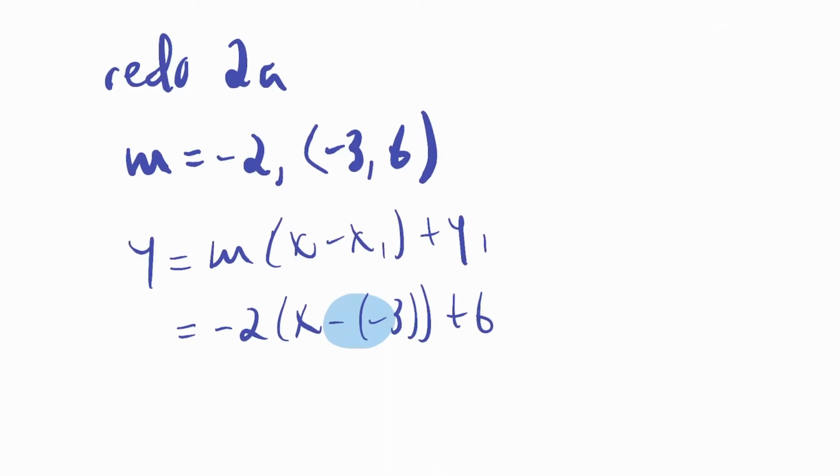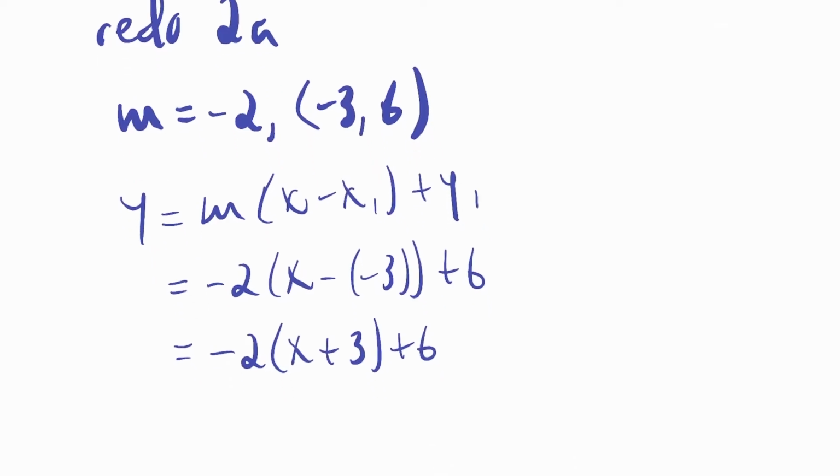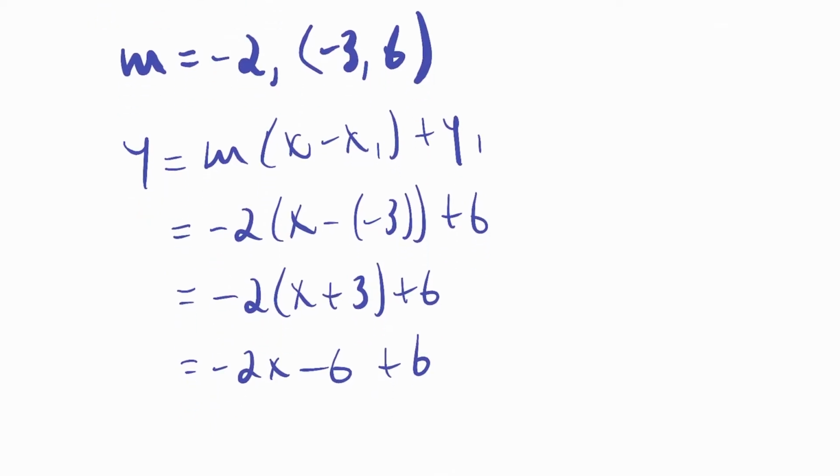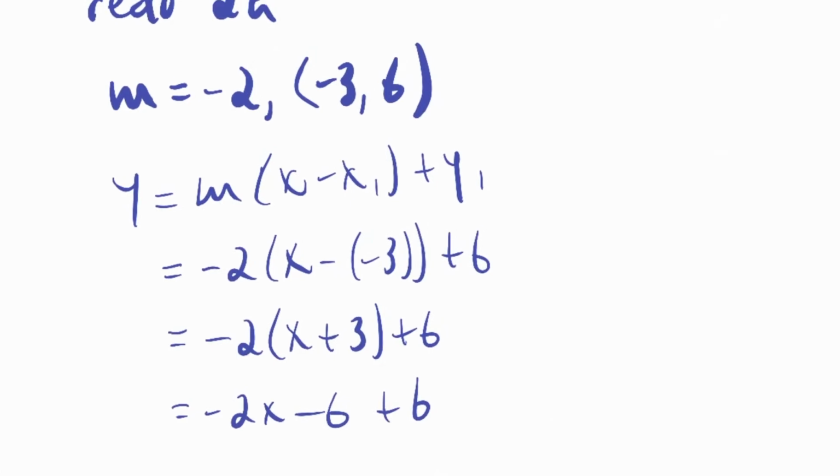Okay, so one step at a time, this is -2 times x plus 3. Double negative means you have a plus. Then I distribute the -2, so -2x minus 6, right? -2 times 3 makes -6 plus 6. And of course, am I running into that space? A little bit.